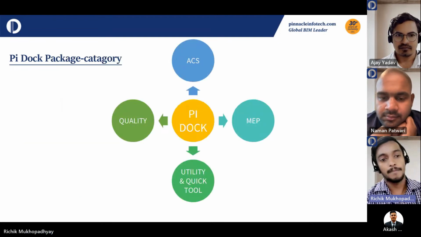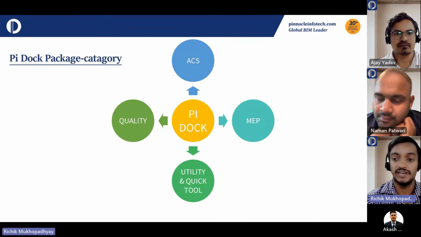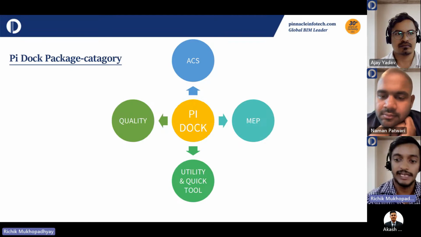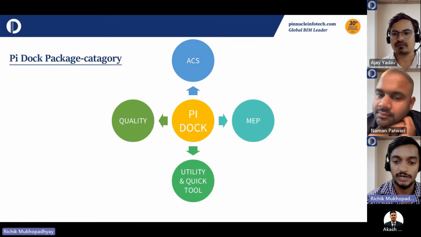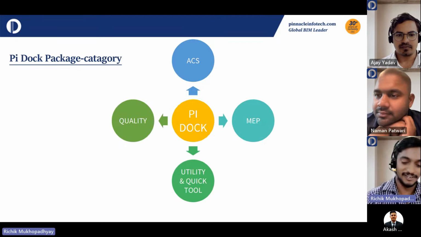Now, PyDoc category, we can see it is divided into 4 different categories. First of all, which is MEP category. Second, which is ACS category. Third, this is quality. And fourth one, last but not the least, the utility and quick tool category.